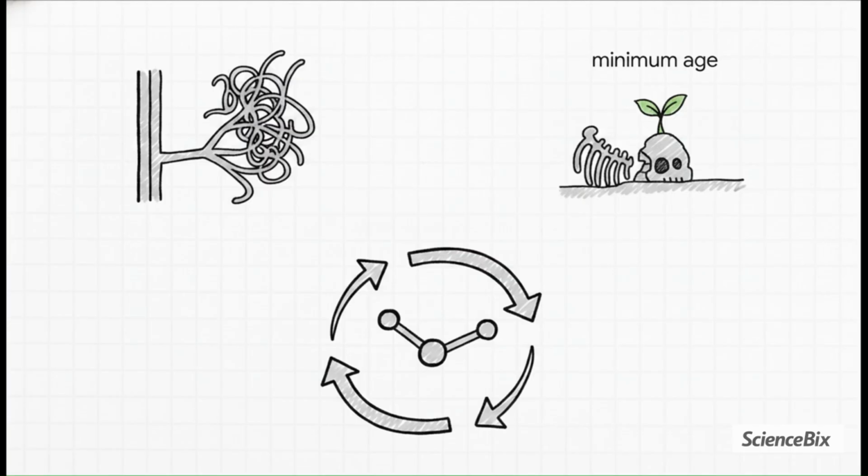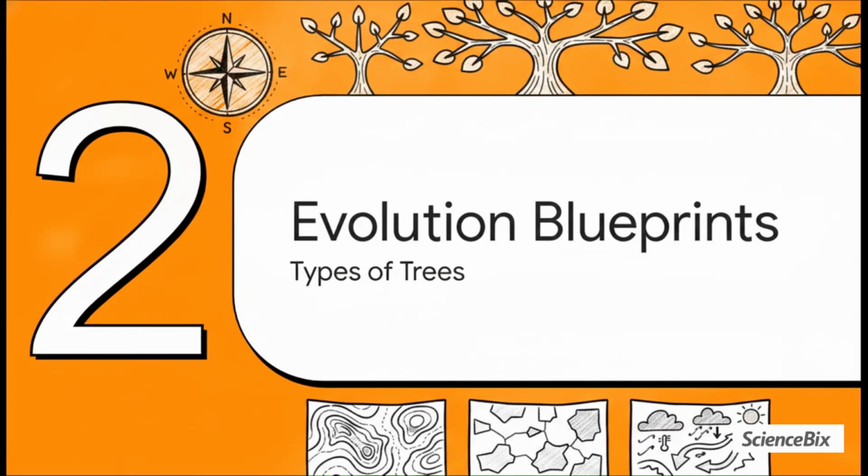The physical layout on the page doesn't restrict the actual data. You can completely rotate the branches around a node, and the core evolutionary relationship stays exactly the same. The visual lines might twist around, but the underlying history doesn't change one bit. Moving right along to part 2.